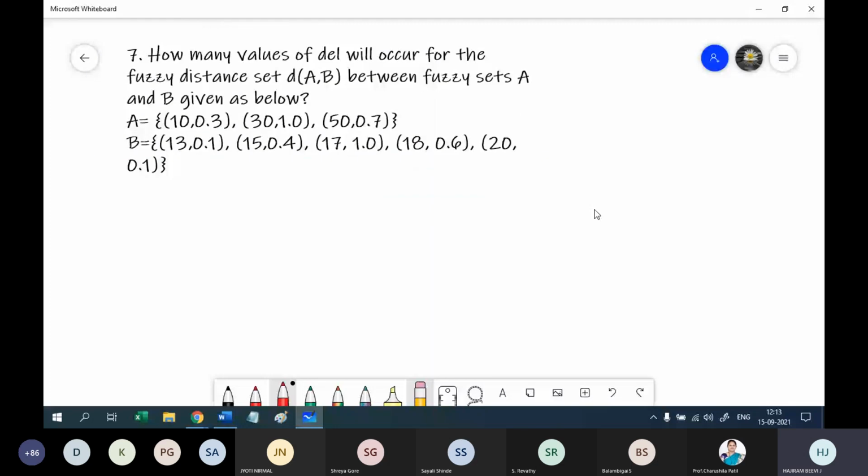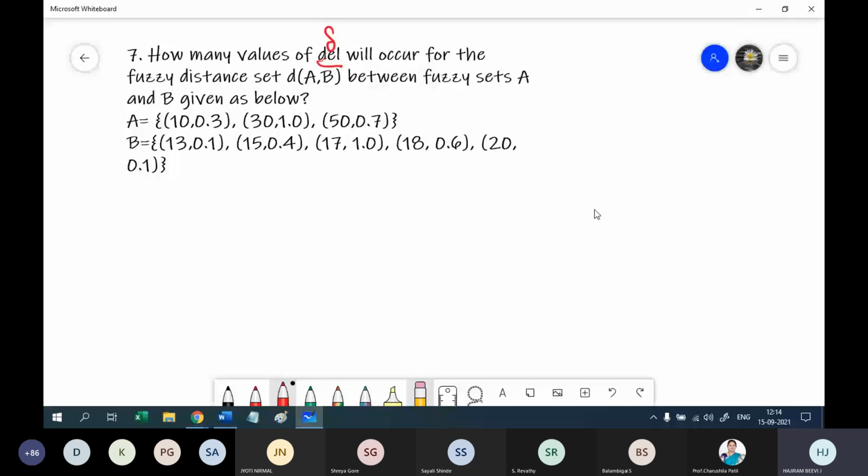Here, how many values of del will occur for the fuzzy distance set d(A, B) between the fuzzy sets A and B as given below. A is equal to (10, 0.3), (30, 1.0), (50, 0.7). Then B is equal to (13, 0.1), (15, 0.4), (17, 1.0), (18, 0.6), then (20, 0.1). Here they are asking for the del value.